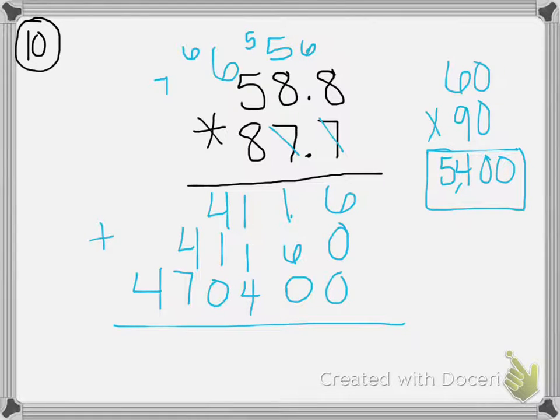0 plus 6 plus 0 is 6. 0 plus 6 plus 1 is 7. 4 plus 1 plus 1 is 6. 4 plus 1 is 5. 7 plus 4 is 11. 1 plus 4 is 5. And again, since our answer should be around 5,400, I know my decimal point has to go right between the 6 and the 7. So our answer is 5,156 and 76 hundredths.